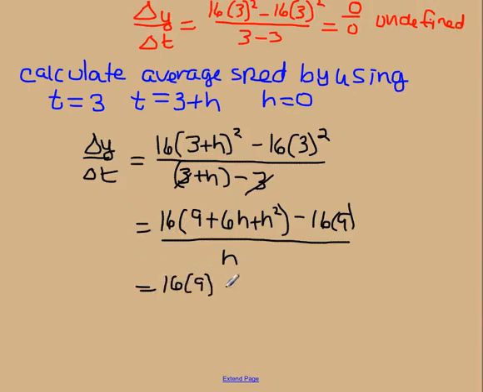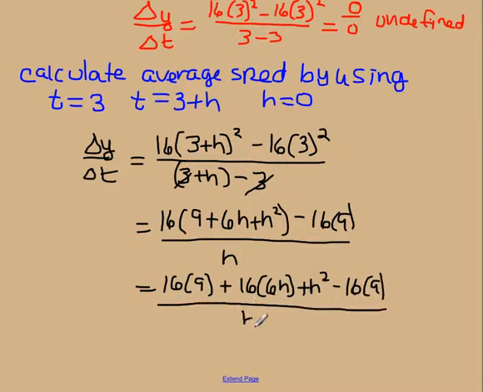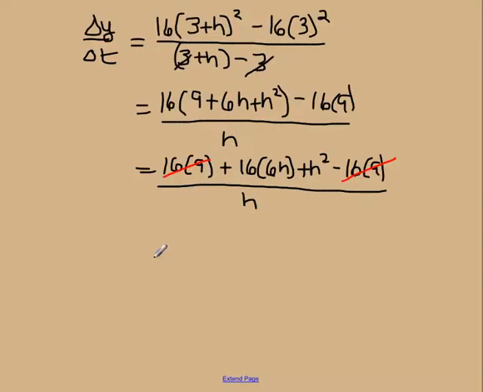Now, I could multiply this out, but I'm just going to show you what's going to happen here. So I've got 16 times 9 plus 16 times (6h plus h squared). You could multiply it out, but this will happen with all the problems that you do. You'll know you're on the right track if this happens: this first term and this term are going to cancel each other out. Okay, so now I'm left with 16 times (6h plus h squared), all over h.